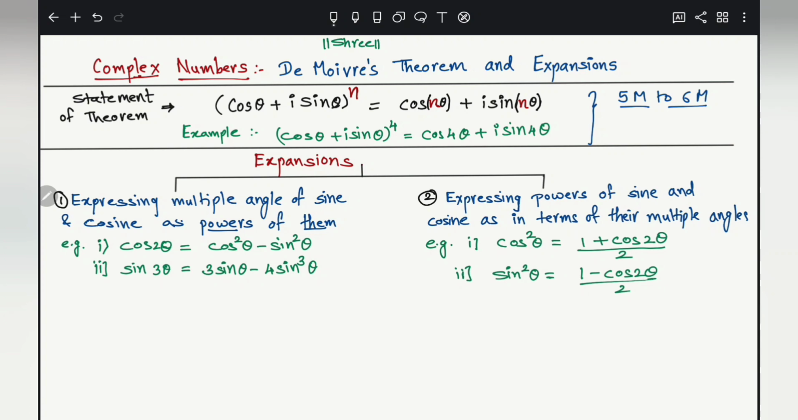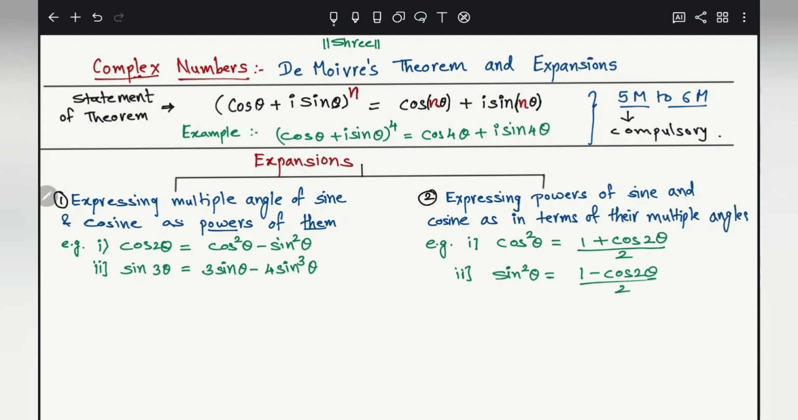So today I have come up with another topic from complex numbers, that is De Moivre's theorem and expansions, to make it easy for you all. So this topic, as all of us know, is very important from the exam point of view. There will definitely be one or two questions for 5 marks to 6 marks on this particular topic. When I say 5 marks, it means it is in the compulsory question that will be asked. So we must learn this particular topic because for the exam this is very important.